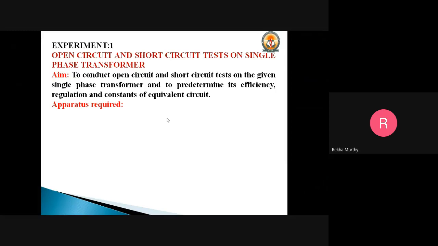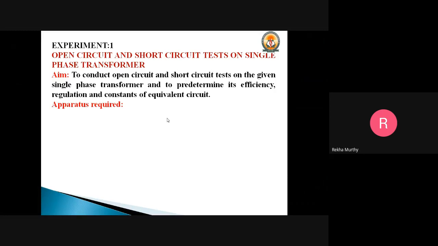To find out the performance characteristics of a transformer, we need to conduct two tests. One is the open circuit test and the other is the short circuit test. Open circuit test is also called the no load test. The purpose of conducting this test is to determine the core or iron or excitation losses and no load current I0, and thereby the shunt branch parameters like R0 and X0 of the equivalent circuit.